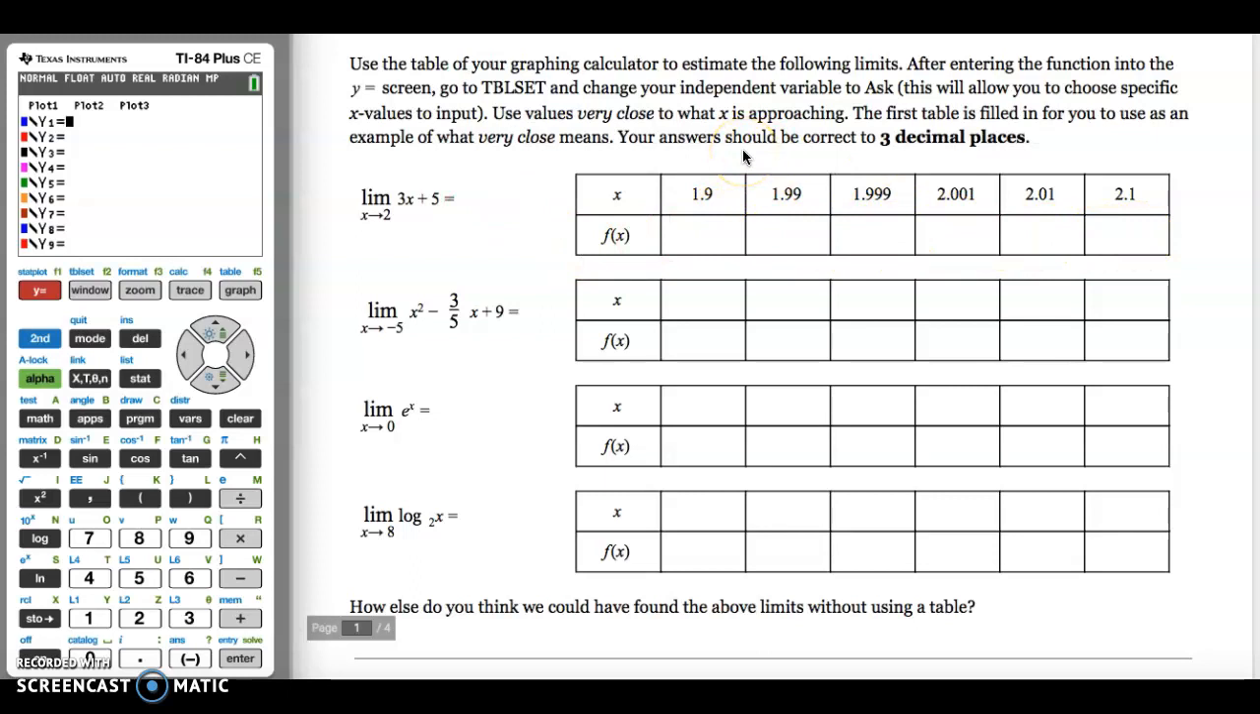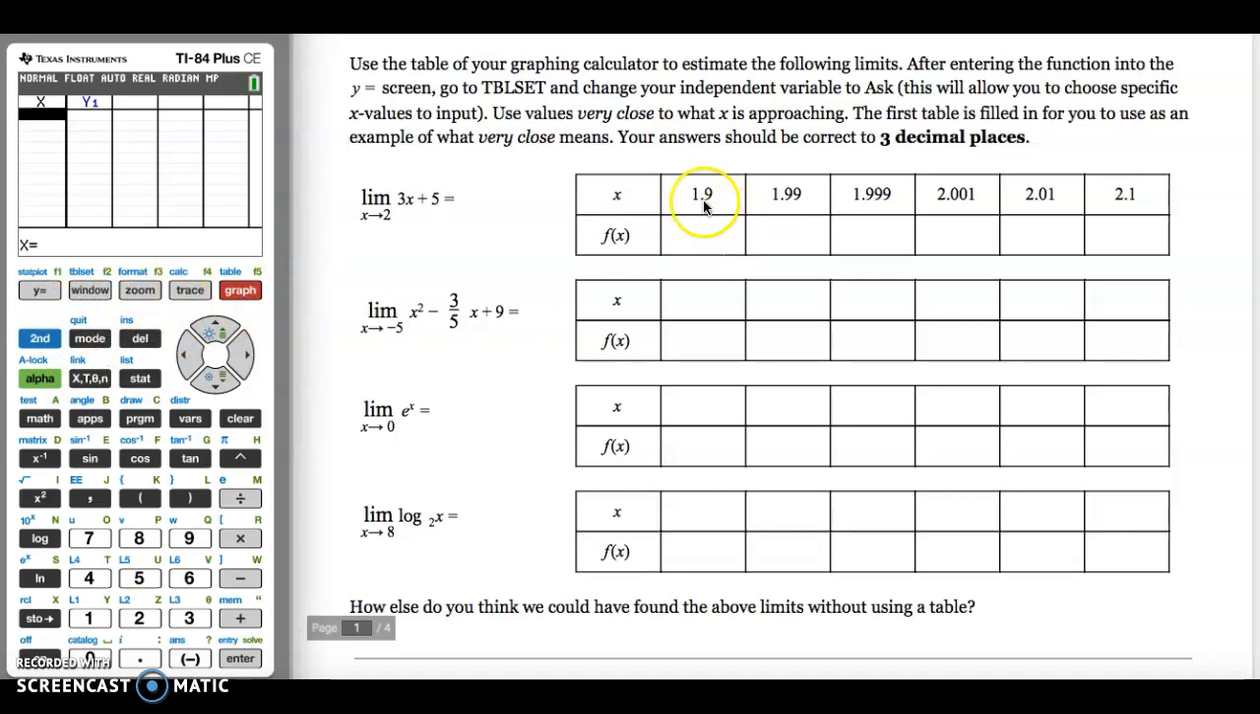When filling out a table, and basically always in calculus, you have to use 3 decimal places if you're using decimals. So obviously if the answer is 4, you can just write 4. But if the answer is 4.3625, whatever, make sure you're filling it out to 3 decimal places, okay? So let's go ahead and do this first one. I already changed my table setting, and now I'm going to plug in 3x plus 5 in my y equals screen. Voila. And now I'm going to go to my table.